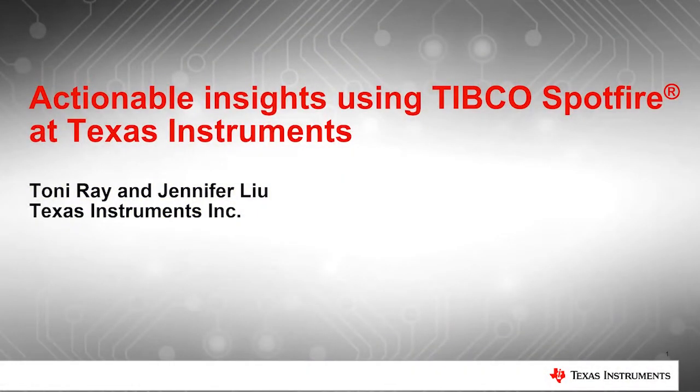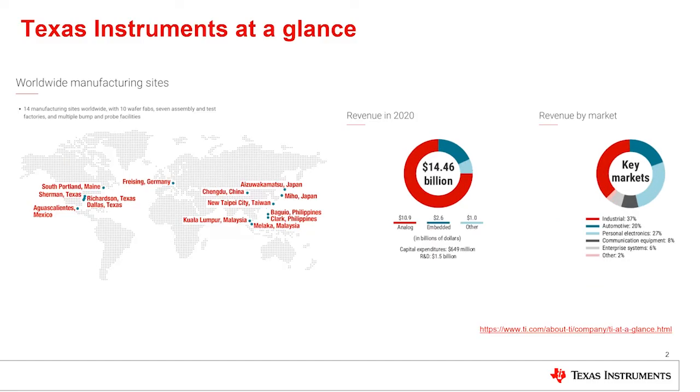We are covering actionable insights using TIBCO Spotfire at Texas Instruments. Texas Instruments is a semiconductor company, and it has 14 manufacturing sites worldwide, which include 10 wafer fabs, 7 assembly and test factories, and multiple bump and probe facilities.